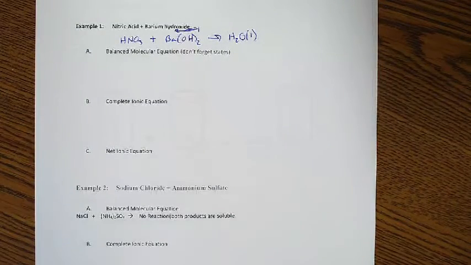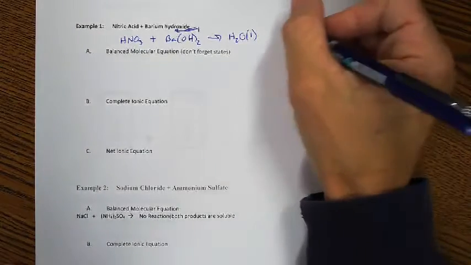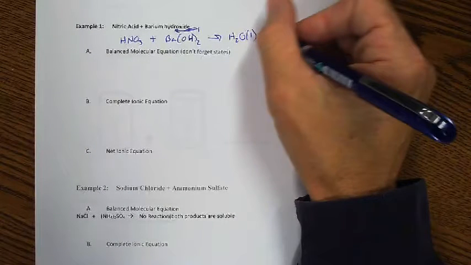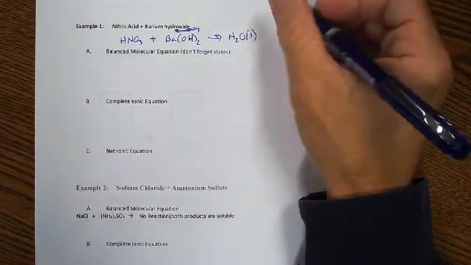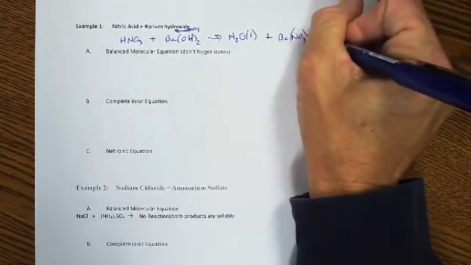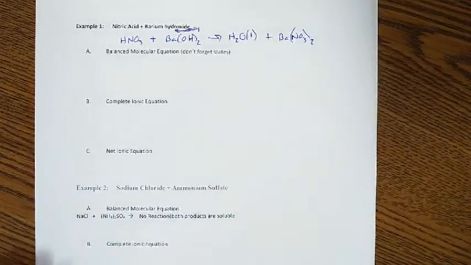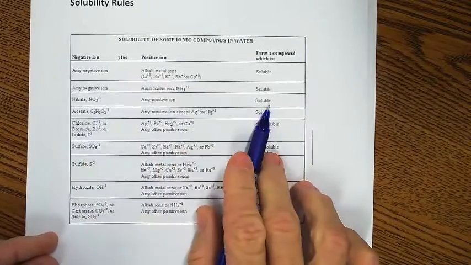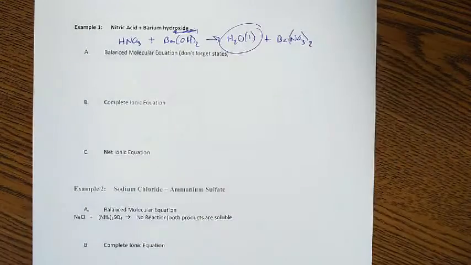So we don't need to use this chart for this one because we got water as a product, so we know that occurs. And then we know obviously it's a liquid there. And then we get barium nitrate, and you can look that up. Any nitrate with anything is soluble, so nothing happens there. So this reaction occurs because of that. That's what happens there. And so then we've got to balance this equation.